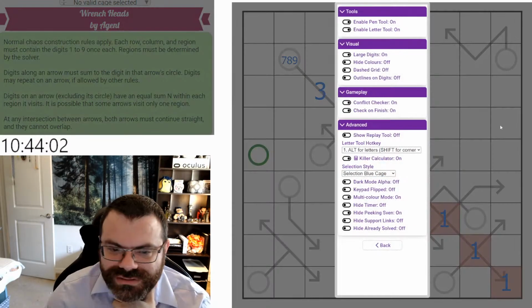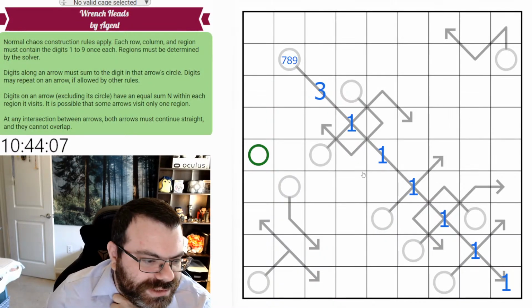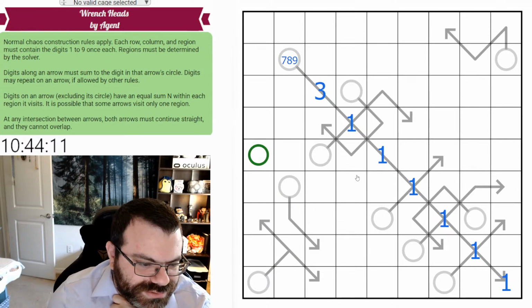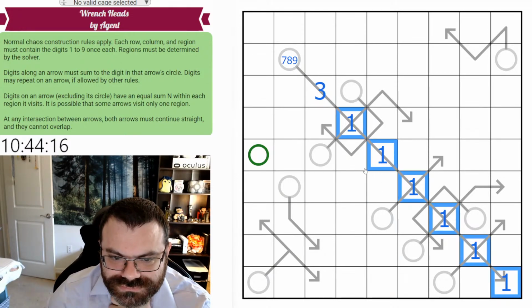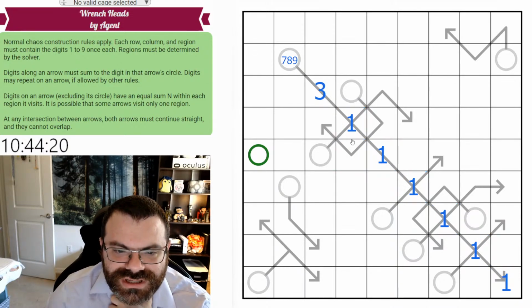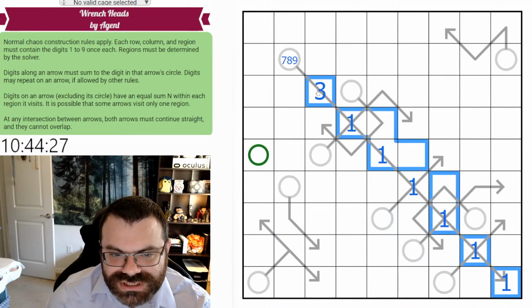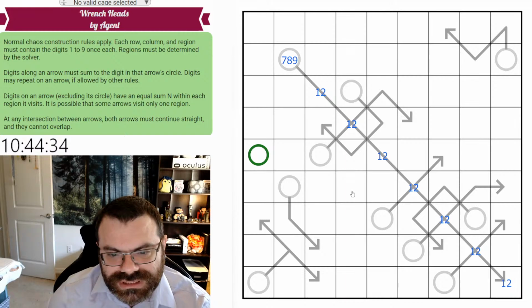I'll just turn off conflict checking. There's a script you can run for chaos constructions so that you can still get conflict checking on rows and columns. Anyway, if these were all ones, how are we going to make the sum 3 in each of the regions? You'd have to repeat the 1 3 times. So 3 just doesn't work. So none of them are 3s.